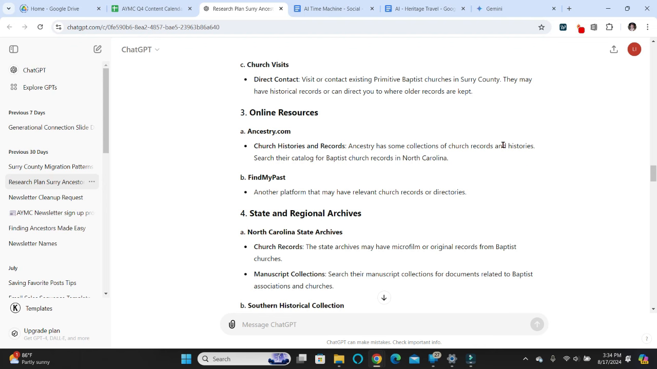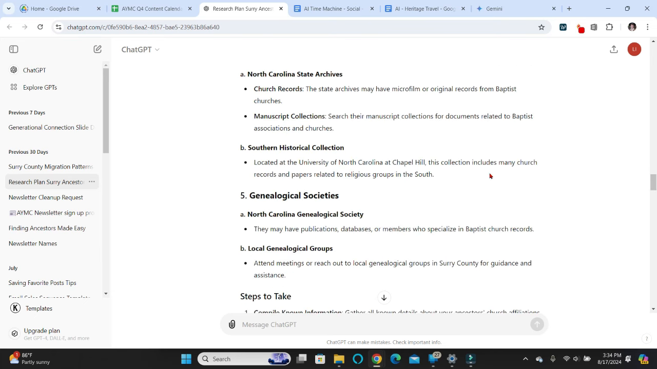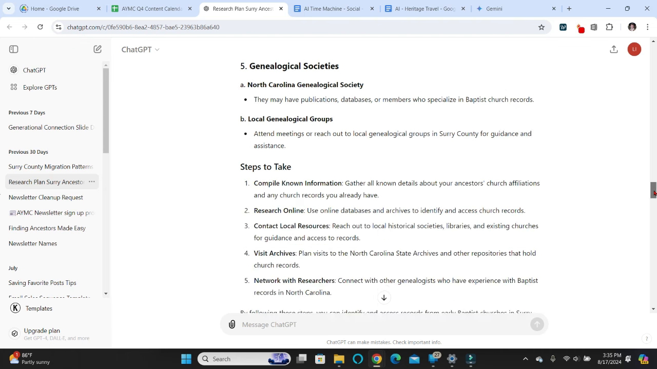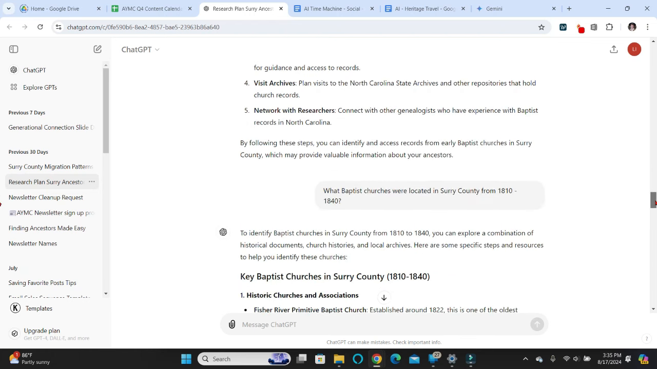Some of these, I wasn't quite sure they would have what I actually needed. Definitely the state and regional archives. Here was one I had not thought about, the Southern Historical Collection. This is a special collection out of the University of North Carolina at Chapel Hill, which has a lot of church records and papers. This would definitely be a resource I hadn't thought to look at. It also recommended some genealogical societies. Again, this was a bit high level from what I was looking for.